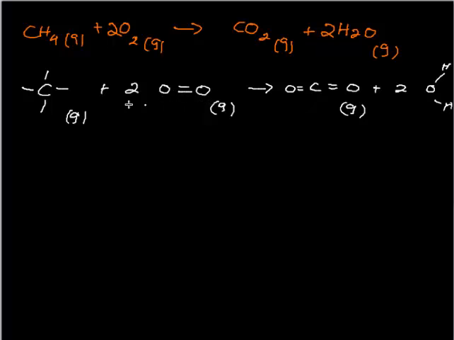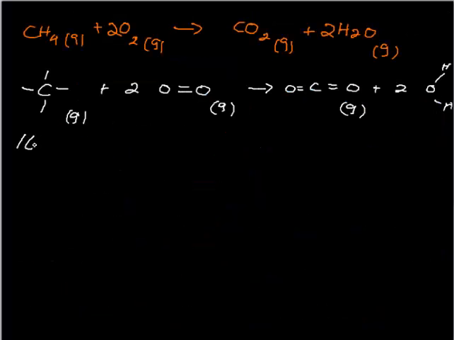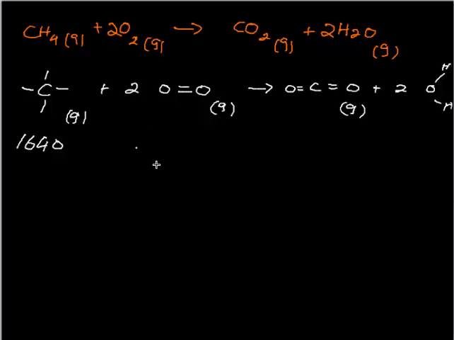Now, fortunately for us, we have already calculated all these potential energies of those molecules. What we do now is put them back again below. For methane it is going to be 1640, so that is the amount of energy locked inside methane. For the oxygen, it's going to be 496, but of course the 496 would have to be multiplied by 2 in order to obtain the energy locked in 2 moles of oxygen. Remember, we're not using 1 mole, we'll be using 2 moles.